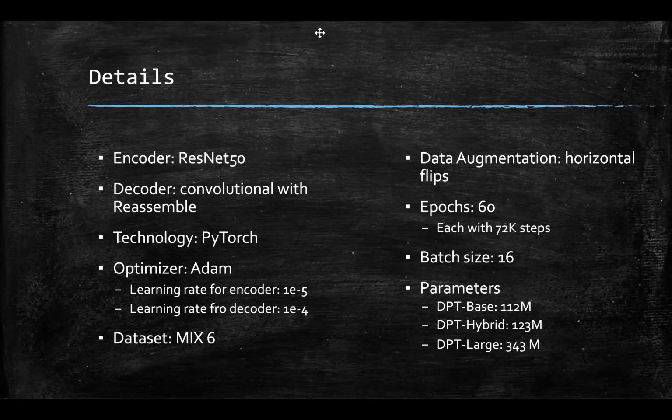So do I have to say something here also? Okay, they use data augmentation. They trained for 60 epochs. They used batch size 16, and here we see those 3 models. The DPT base had 112 million parameters. The DPT hybrid had 123 million parameters, and DPT large is really large.